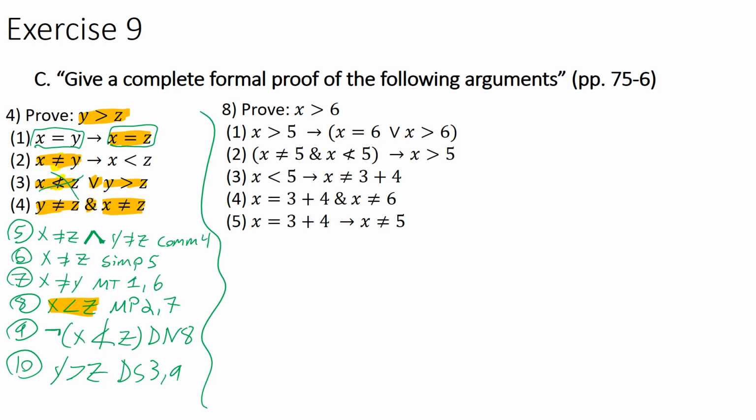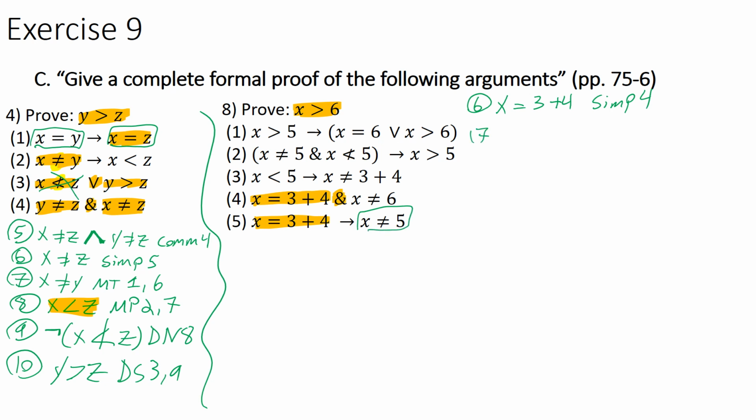For number 8, we want to prove that x is greater than 6, and we're given 5 premises. We have a conjunction there, line 4. We have this x is equal to 3 plus 4. That appears as the antecedent to a conditional. So why not for line 6? First simplify, we'll get x is equal to 3 plus 4. Simplification, line 4.